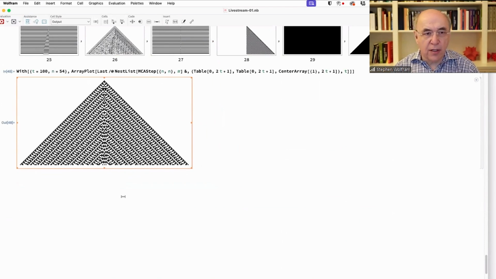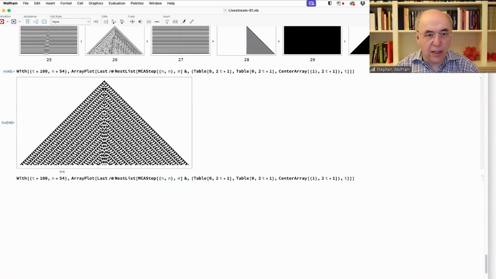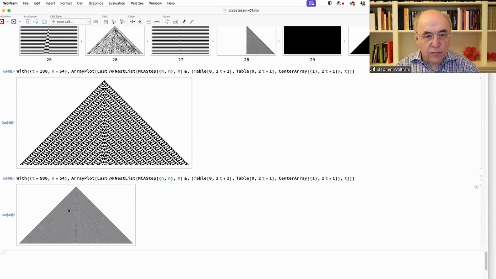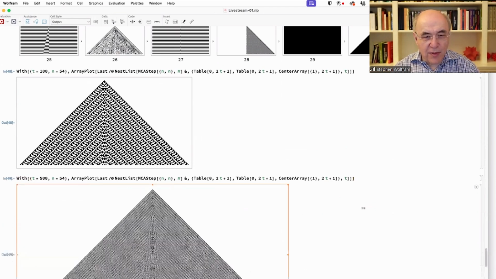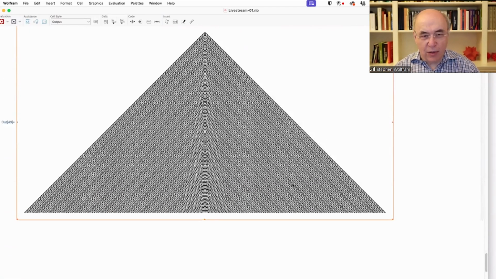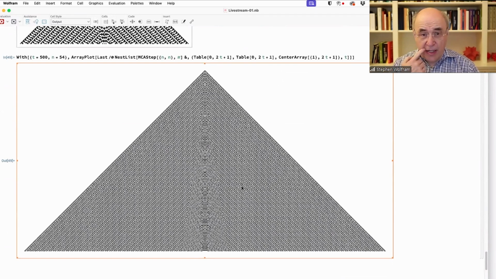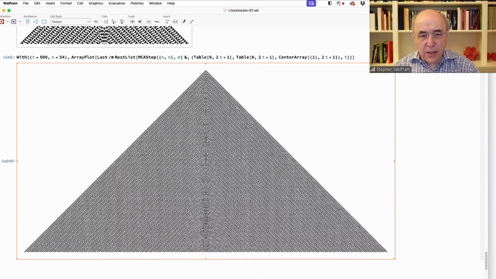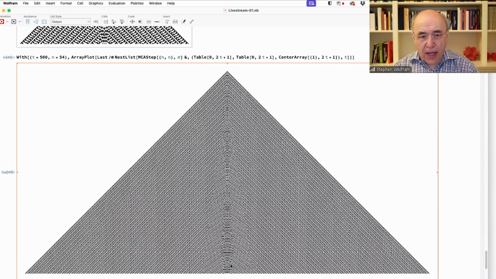Let's try running it a bit longer. That was 100 steps. Let's try running it for 500 steps. Okay. Just when we think we understand what's going to happen, totally weird. What's happening there is it's got sort of periodic wings, and then the center has a structure that is doing something complicated. I don't know whether it's going to repeat, whether it's nested, what it is.